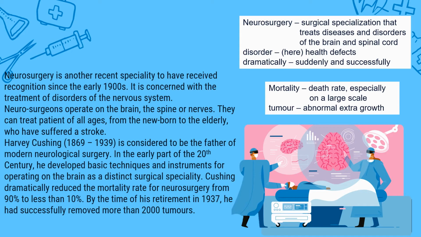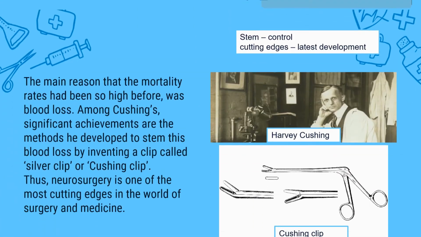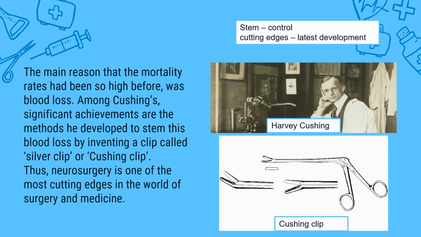The main reason that the mortality rates had been so high before was blood loss. Among Cushing's significant achievements are the methods he developed to stem this blood loss by inventing a clip called silver clip or Cushing clip. Thus, neurosurgery is one of the most cutting edges in the world of surgery and medicine.